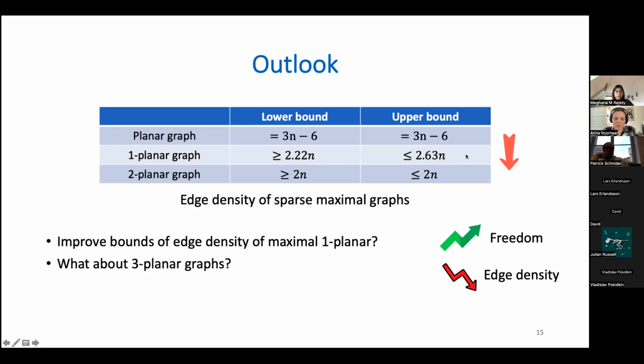And obviously, we can also ask about 3-planar graphs. It's not too easy to keep increasing the number of crossings and still analyze these sparse maximal graphs. But I feel like for 3-planar graphs, it's still doable, because we also have this additional property that a crossing minimal drawing of a 3-plane graph is also simple. So we can utilize this property and maybe obtain some bounds for 3-planar graphs.